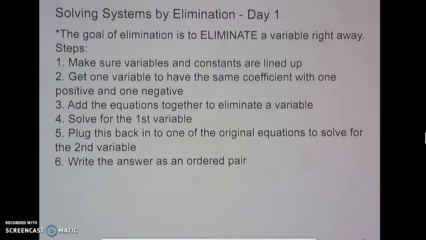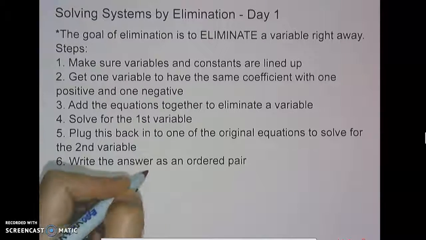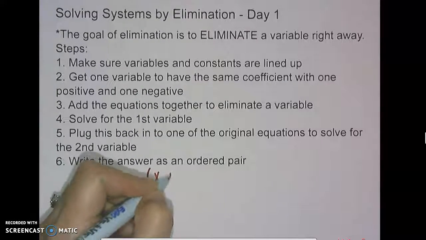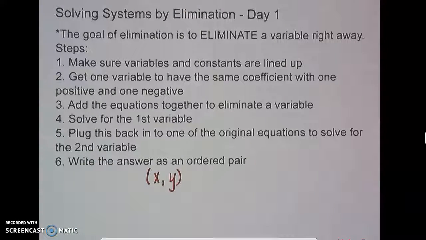Add both the equations together to eliminate a variable. Solve for the first variable, and just like we did with substitution, plug that variable back into one of the original equations to solve for the second variable and write our answer as an ordered pair. Remember that ordered pair means you should be writing them in x, y form. If it's not x and y, it's a and b or q and t or whatever it is, you're going to be writing them in alphabetical order.